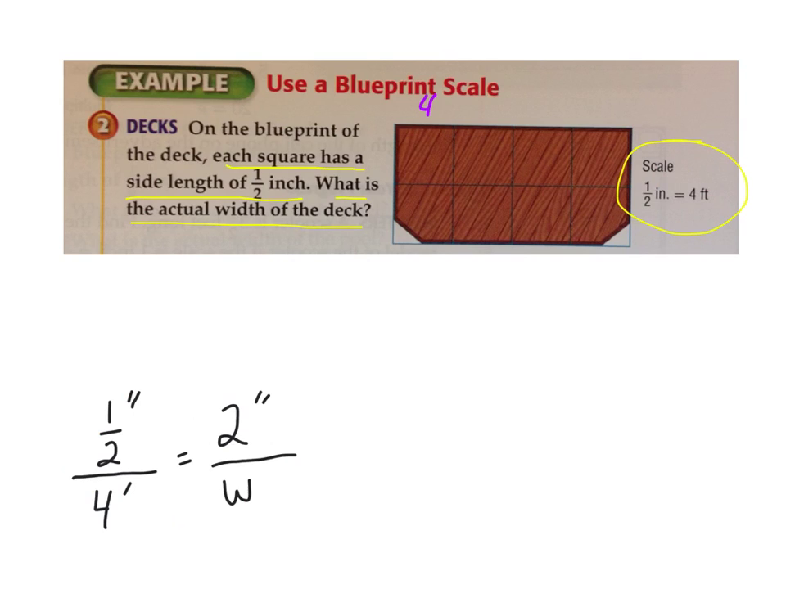This square is going to be 4 feet because it's 1/2 an inch. This one's 1/2 an inch, so that's going to be 4. This one will be 4, and this will be 4. So the actual width of this would be 4 groups of 4, 4 times 4, which would be 16 feet. And remember, that's the label for feet. This is inches right there, the 2 lines. So there's my answer.